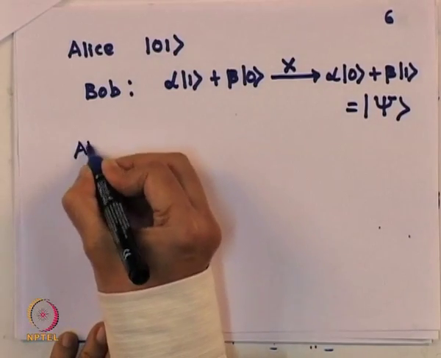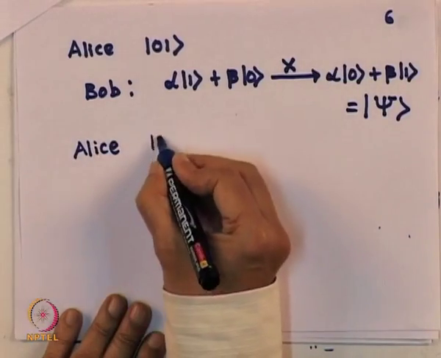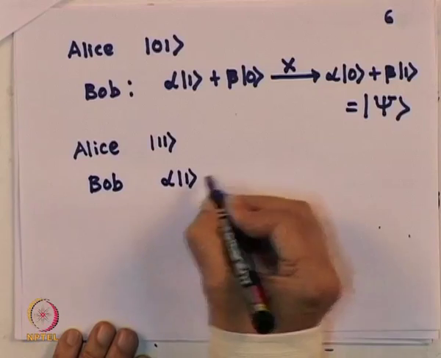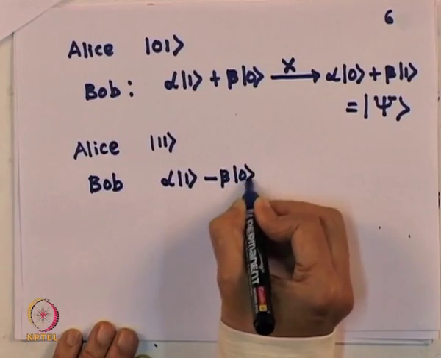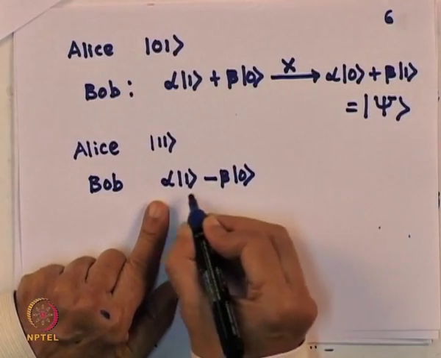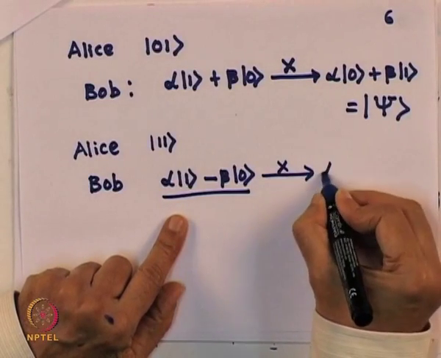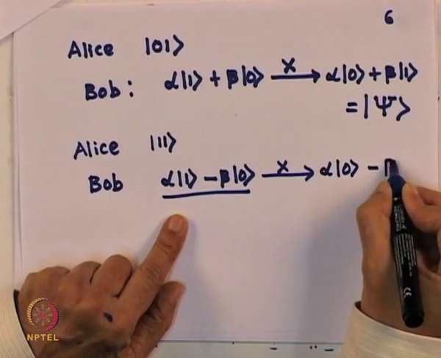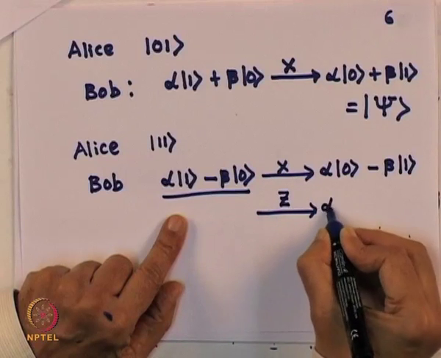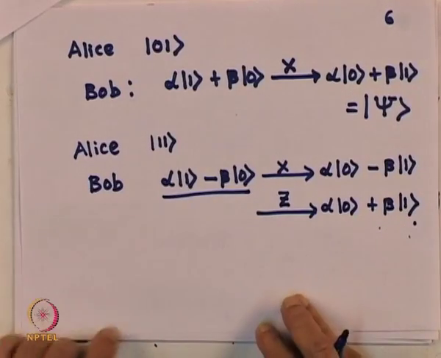Now suppose, I'll just illustrate once more, Alice got the last one, 1, 1. Then Bob has the following state: alpha 1 minus beta 0. Now this doesn't quite look the same as the state we started with. So what Bob does is first apply an X gate, changing it to alpha 0 minus beta 1. At that stage he applies a Z gate, which will make it alpha 0 plus beta 1. And you can work out what happens.